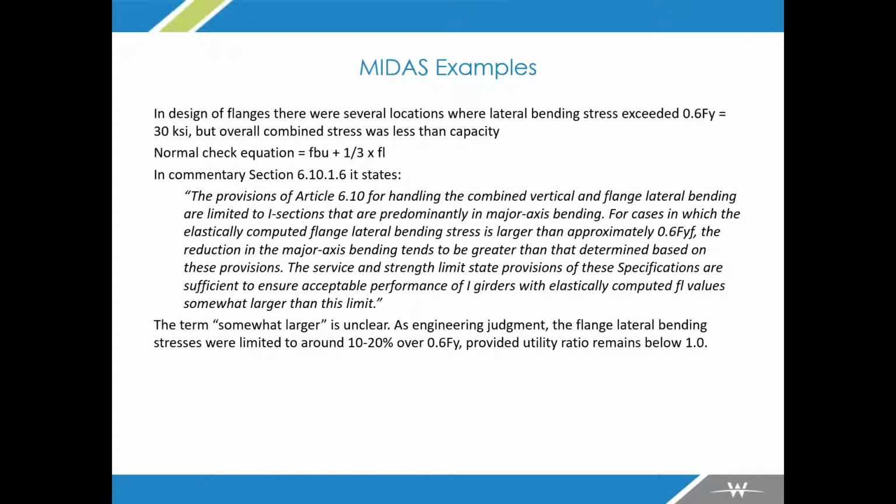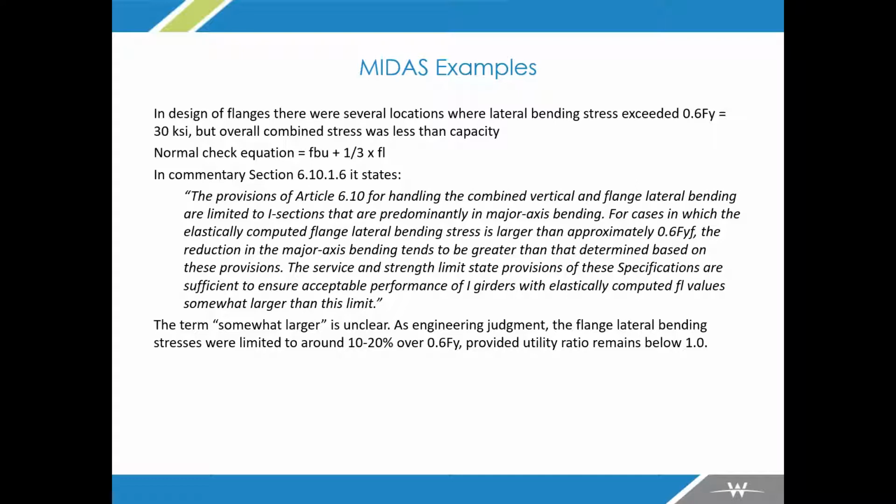And this is really trying to make sure that we're limiting our stresses and making sure that the assumptions in code, that is to say that our major axis bending controls the behavior of the beam, is accurate. So you do want to check that and make sure that your FL is not getting outside of these bounds, outside of that 30 KSI out of the 50 or 70 that you might be using. They kind of just say somewhat larger is acceptable. It's an engineering judgment thing based on just what you think is acceptable as far as that goes.